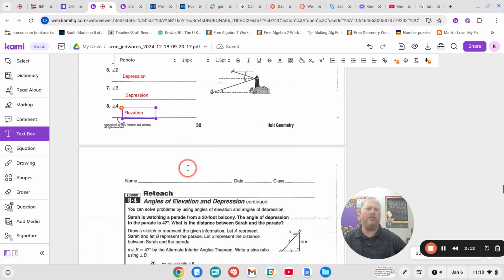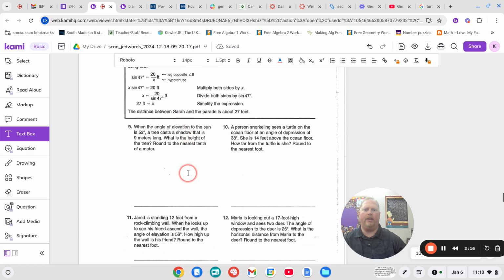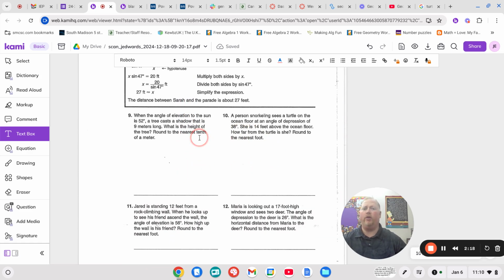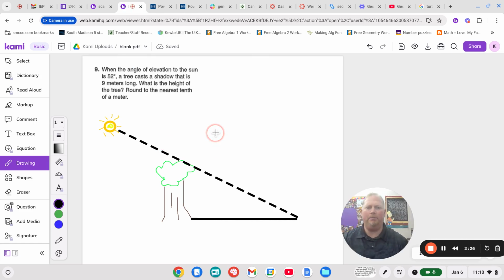So now let's go ahead and put some story problems to use using angle of elevation and depression. For each of these story problems, I'm going to encourage you to draw a picture. Because there's not much room here, I went ahead and got a separate sheet of paper and drew the pictures, but still the same problems, just now we've got pictures. So, question number 9, when the angle of elevation to the sun is 52 degrees, a tree casts a shadow that is 9 meters long. What is the height of the tree?